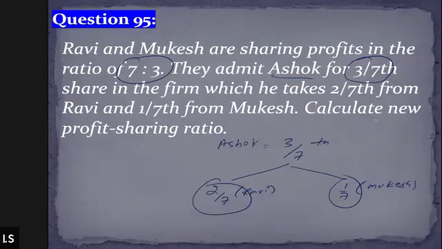Okay, we need to find out the new profit sharing ratio as usual. See, in this case, Ravi and Mukesh will sacrifice. So that means out of their profit sharing ratio, we need to subtract the proportion that Ashok has acquired. Let me explain it by solving it. Just give me a moment. Meanwhile, you can take the screenshot of the question just for reference purposes. Take the screenshot.